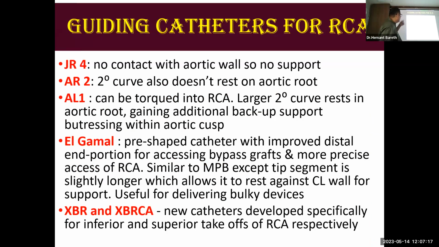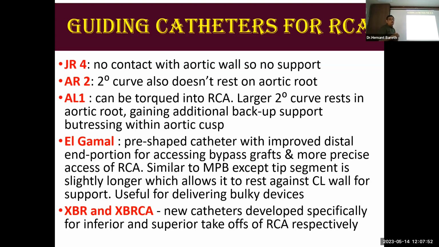What about RCA? Again, JR4, as I said, at least has some contact with the contralateral wall, although very small, so not much support. So that is one problem with JR4, and that is why with right interventions, many times, I don't know whether you have noticed, you hook it right, you try to put a wire and then the catheter comes out. Then you again hook it very carefully, put a wire, and then you start putting a balloon, then again the catheter comes out. Because there is no support to the JR catheter. So you require a catheter with more support in those situations.